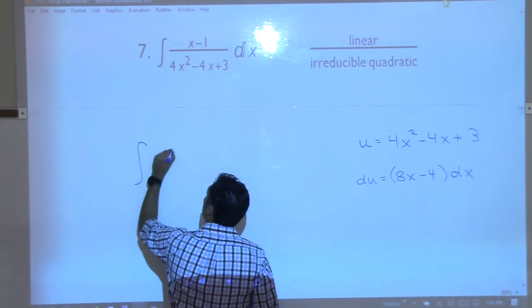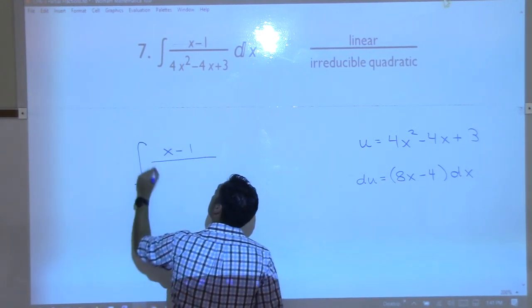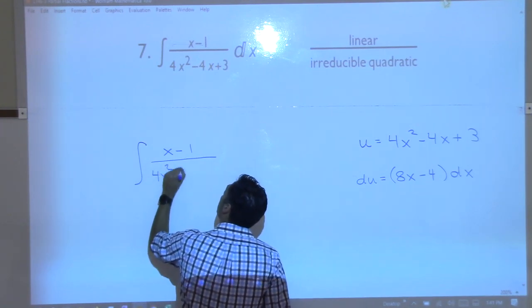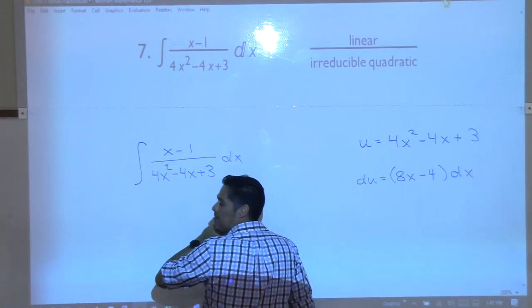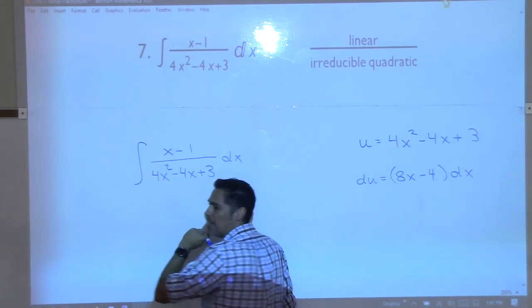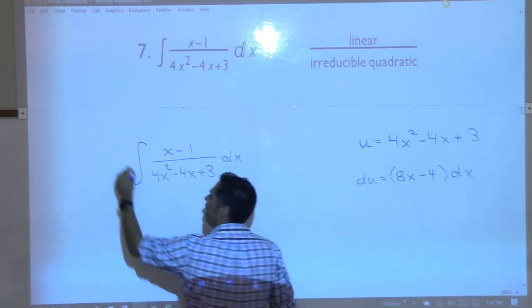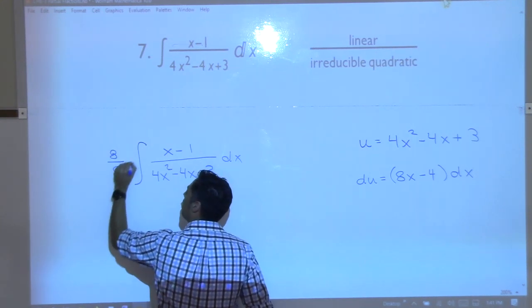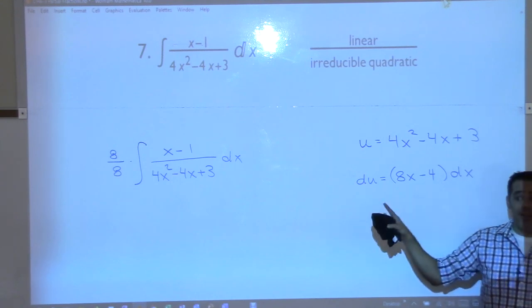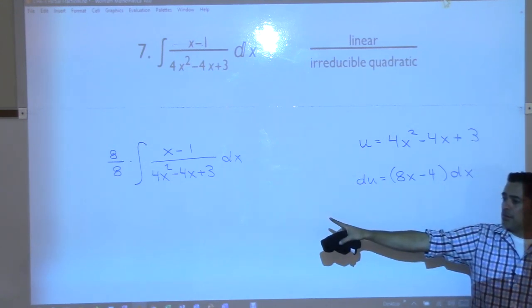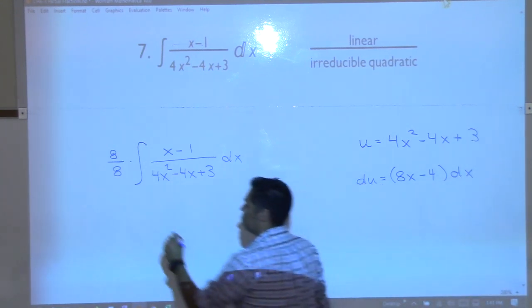I'm going to be clever. I'm going to multiply by 1, but it's going to be 8 over 8. Imagine doing 8 over 8 out here. That's a 1, isn't it? Now pass the 8 through the numerator and leave the 8 on the denominator outside. Let's see what happens.